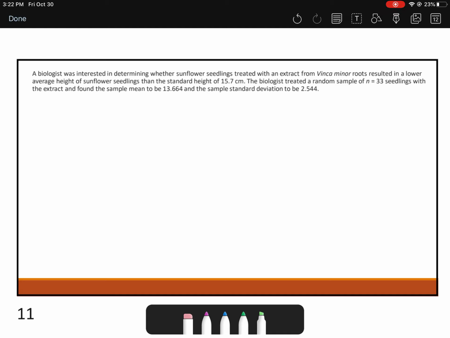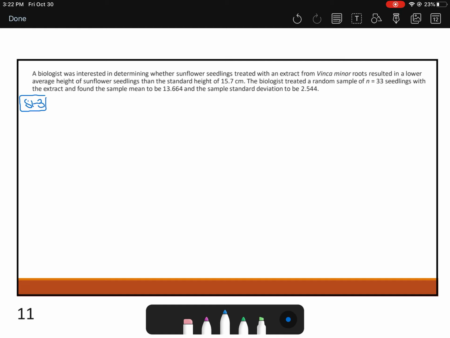So a biologist was interested in determining whether sunflower seedlings treated with an extract from Vinca minor roots resulted in a lower average height of sunflower seedlings than the standard height of 15.7 centimeters. The biologist treated a random sample of n equals 33 seedlings with the extract and found the sample mean to be 13.664 and the sample standard deviation to be 2.544.